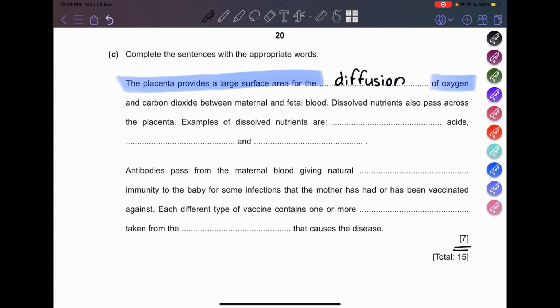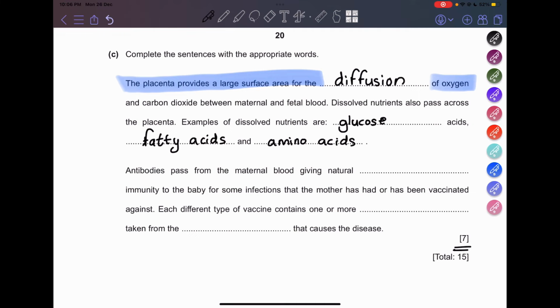Dissolved nutrients also pass across the placenta. Examples of dissolved nutrients are something, something, and something. So over here you can write down any 3 nutrients of your choice. You can write down glucose, amino acids, fatty acids, vitamins, anything of your choice. I'm going to write down fatty acids, for example, and amino acids.